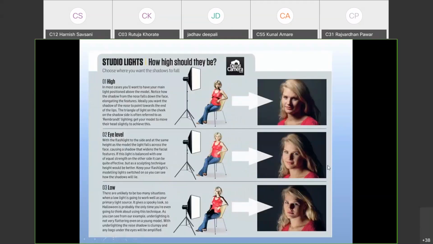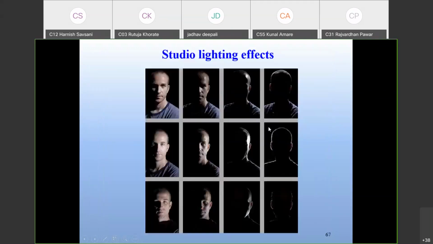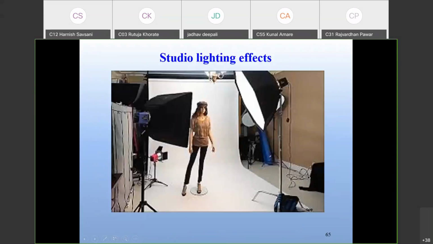You can observe the difference between this image and this image. There is so much difference. These are the studio effects. Here also you can observe how the picture changes when changing the light effects. That is about this one model.